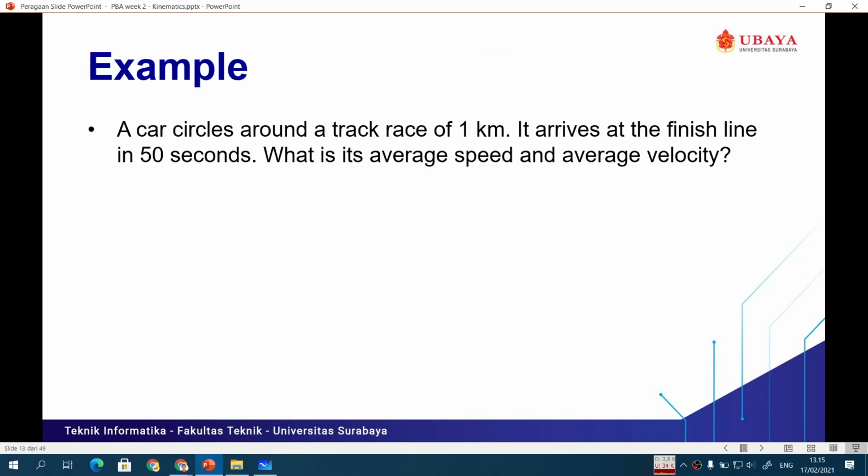Okay, for example, I have a car that circles around a race track of 1 kilometer. It arrives at the finish line in 50 seconds. Please calculate its average speed and average velocity. I will give you a moment to think about how to calculate its average speed and average velocity.